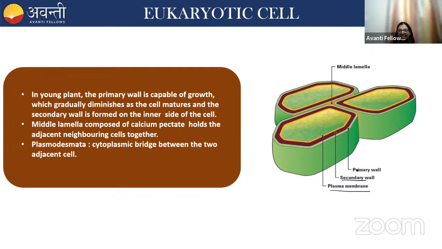The two neighboring or adjacent cells are joined together through a cementing agent, which is known as the middle lamella. And this middle lamella is made up of calcium pectate. And the cytoplasm of the two cells are connected through cytoplasmic bridges, and these cytoplasmic bridges are known as plasmodesmata.